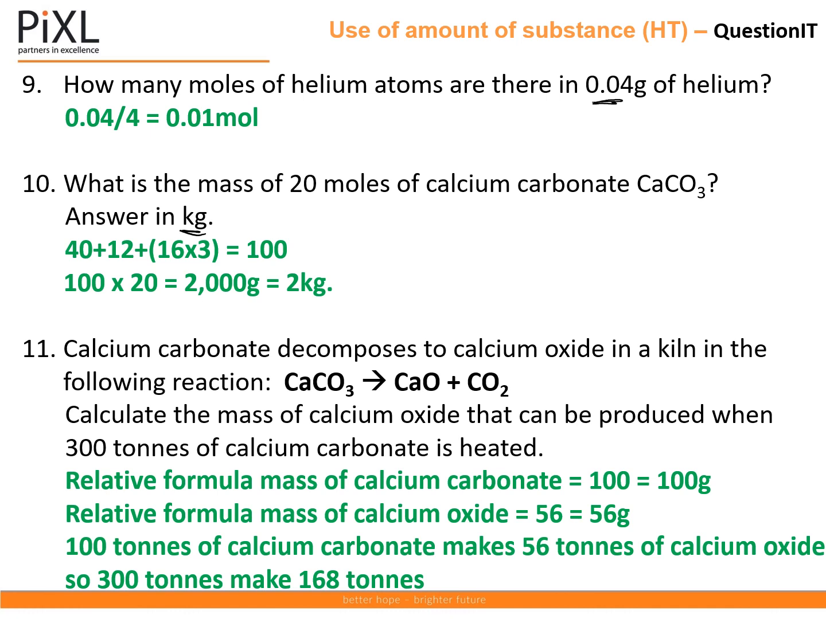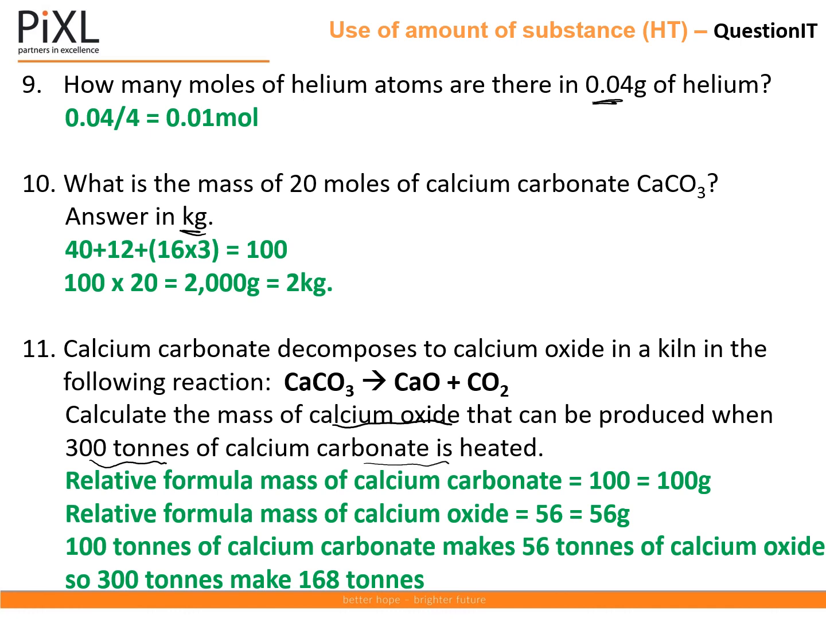Kilo means 1,000, so divided by 1,000 gives you 2. Now, a little bit more to this question here. Calculate the mass of calcium oxide that can be produced when 300 tons of calcium carbonate has been heated.